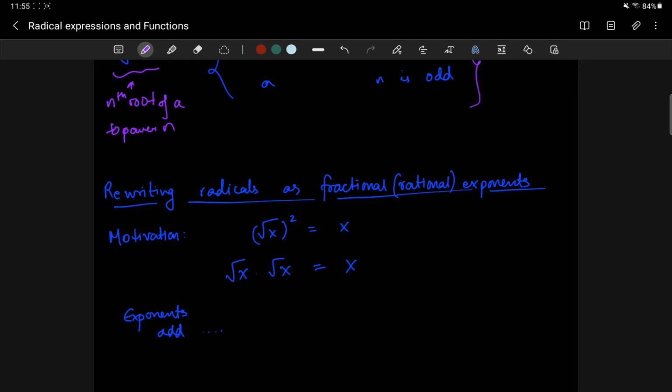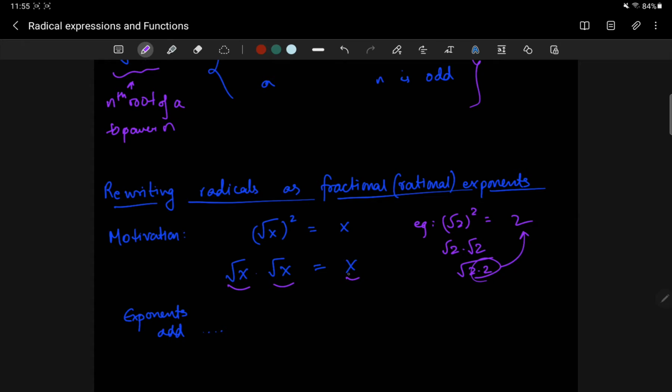So here's the motivation. If I take the square root of a number x and then I square it, it's going to give me back x, right? For example, the square root of 2 squared gives me back 2. Why is that? Because it becomes square root of 2 times square root of 2, which is square root of 2 times 2, which forms a pair, so it can be pulled out and you get 2, right? Now this means root x times root x is x.